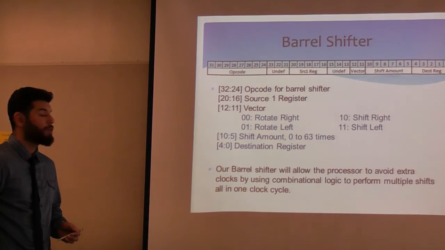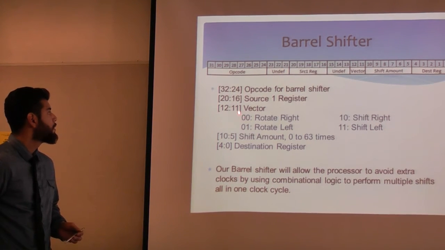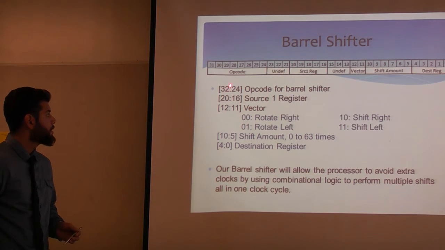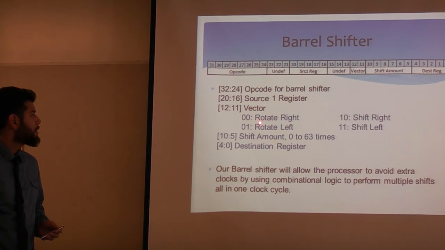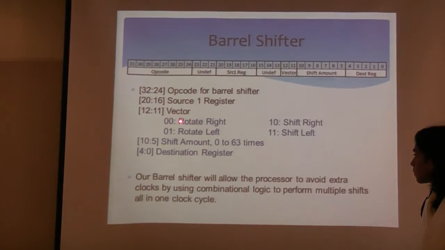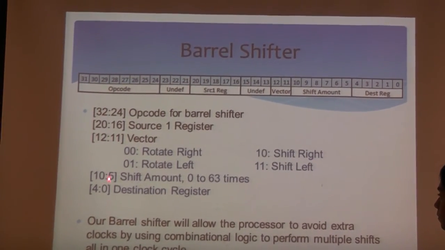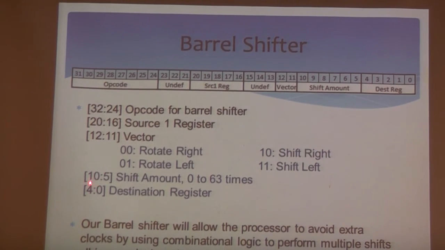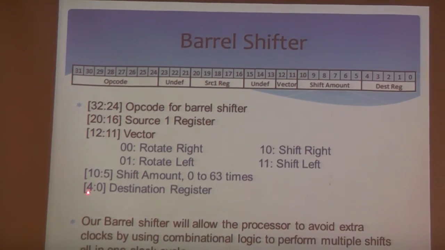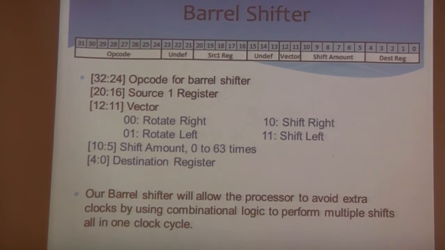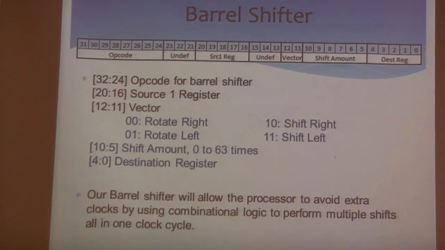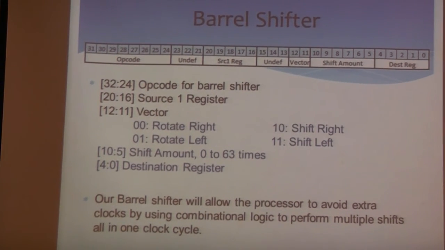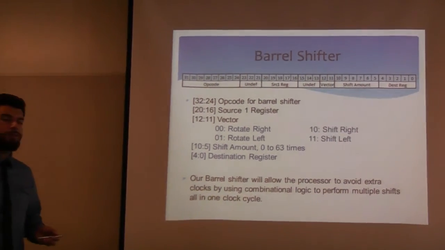So here are the plans for our barrel shifter that we failed to implement. The output would have been stored in the high 8 bits. The source 1 would be used in bits 20 to 16. The vector unit, which would control these instructions, would be in bits 12 to 11. The shift amount would be in bits 10 to 5, and the destination register would be in the last 4 bits. The barrel shifter would also allow the processor to avoid extra clocks from repeated shifts, which is why we wanted to implement it. It would be doing that in one clock cycle.